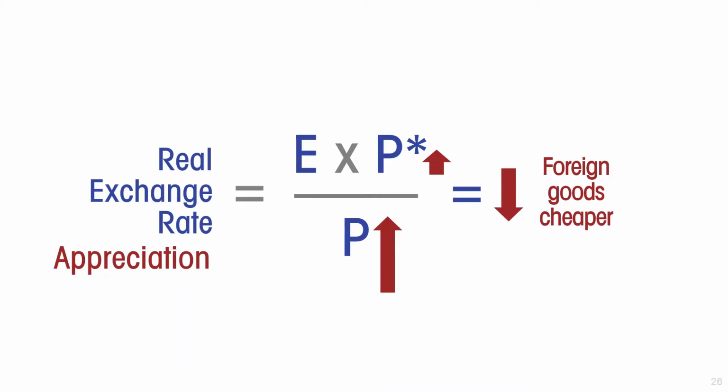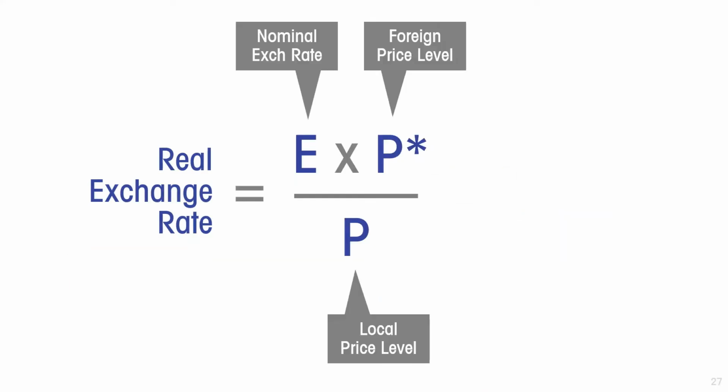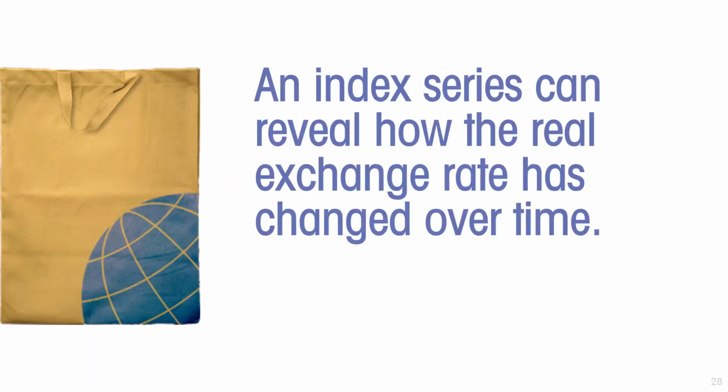Once local prices are rising faster than foreign prices, and the nominal exchange rate is not adjusting commensurately, then foreign goods are getting steadily cheaper, and that is the real exchange rate appreciation. So this is the formula that you can use to calculate an index that will tell you how the real exchange rate is changing over time. So we have derived an index series that can reveal how the real exchange rate changes.